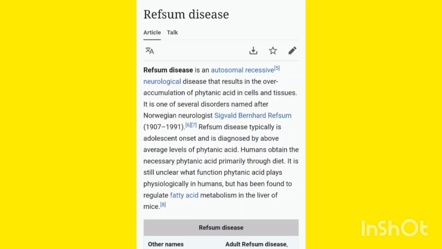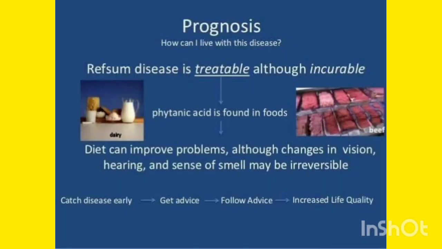It was discovered by a scientist, a Norwegian neurologist named Sigvald Bernhard Refsum, and Refsum disease can also be known as adult Refsum disease. Remember, another name.